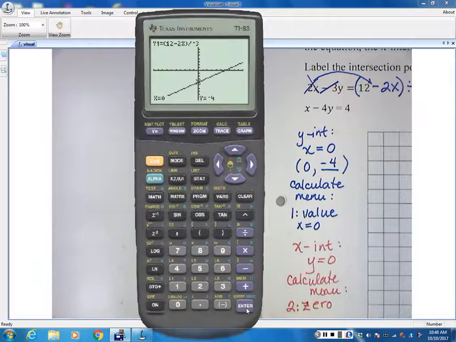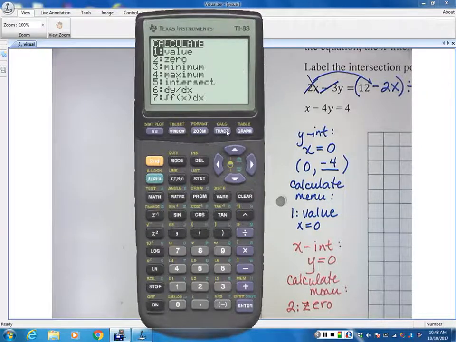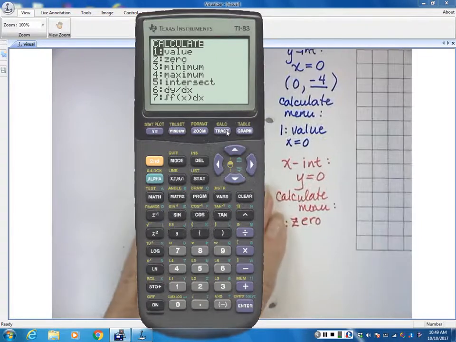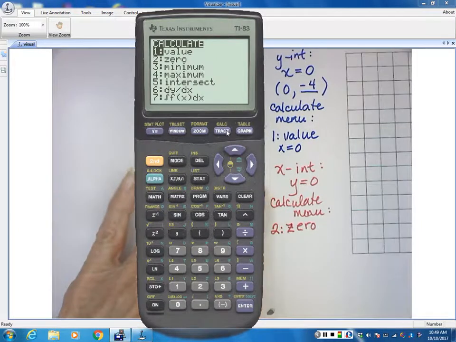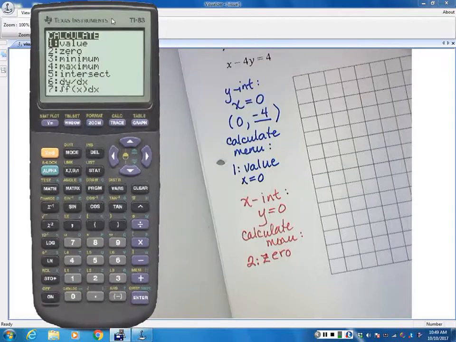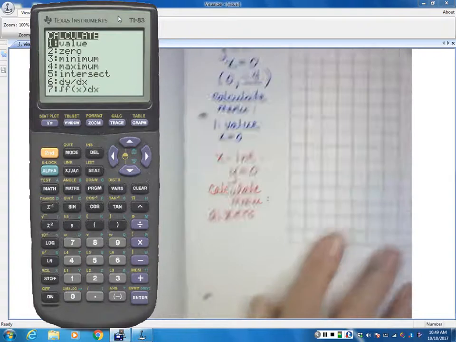Don't you have to move your point down by the line or move it to one side? You do. So we're going to go back, second trace, to calculate. And this time, I'm going to ask it to find the 0 for me. I'm going to move this calculator onto the side so we can see what I'm doing on both things.